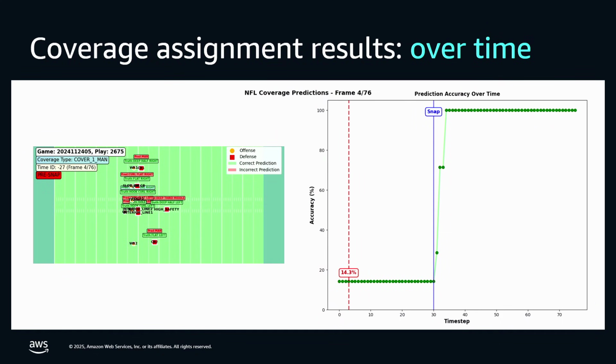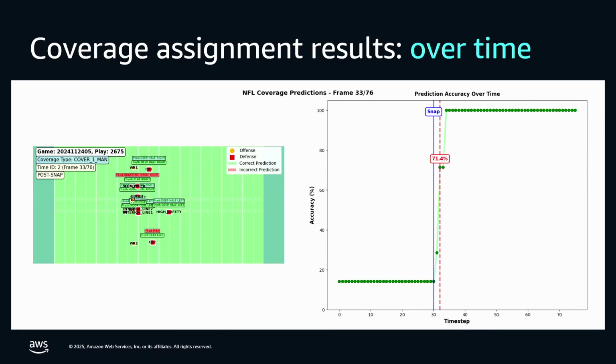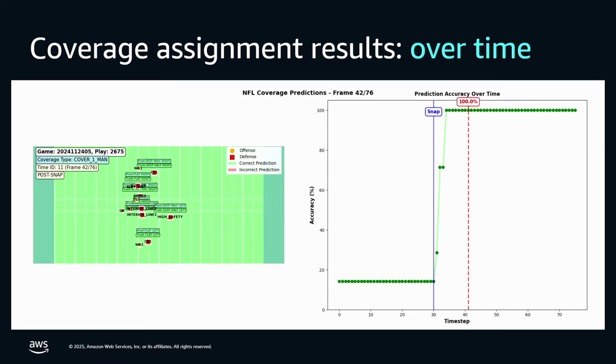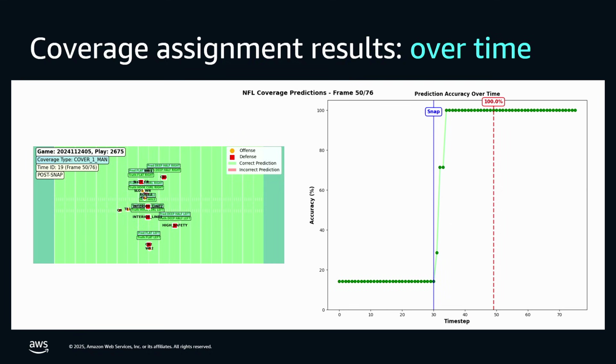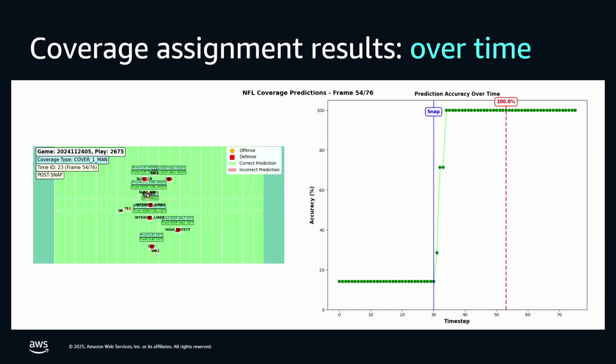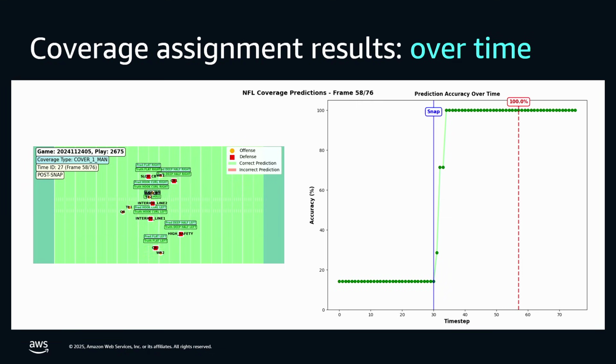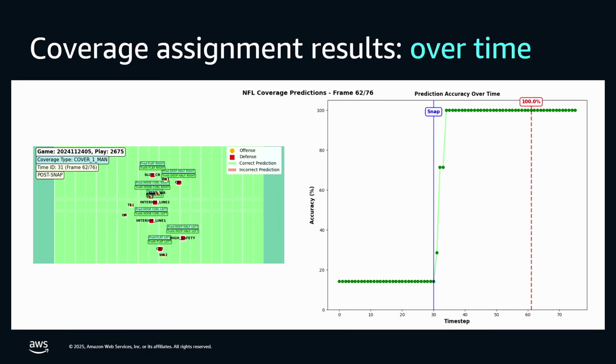Here you can see on the left an animation of the same play that we just looked at from beginning to end with the predictions made frame by frame. On the right, you can see the change in prediction accuracy as the model has more context and more data against which it can infer. And you can see that as time progresses and we hit that ball snap event, our accuracy shoots up from 17% to 100%, only 400 milliseconds after ball snap.